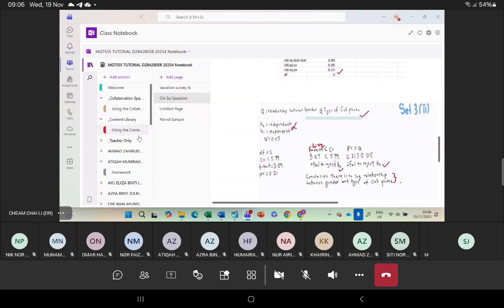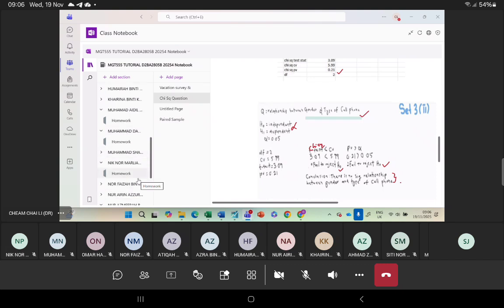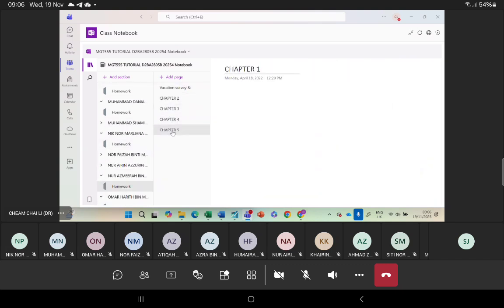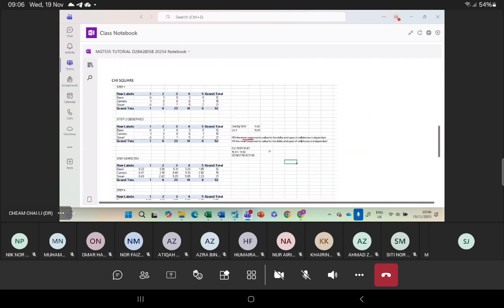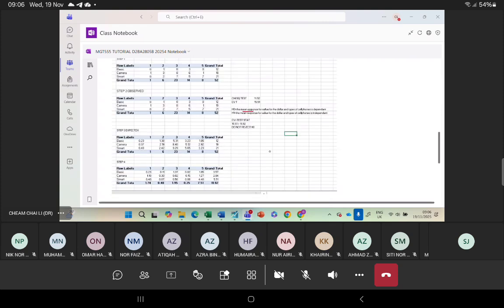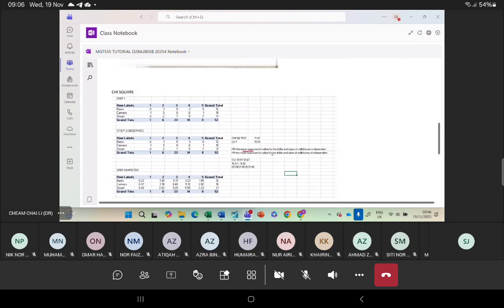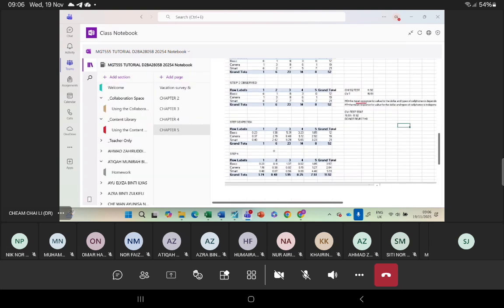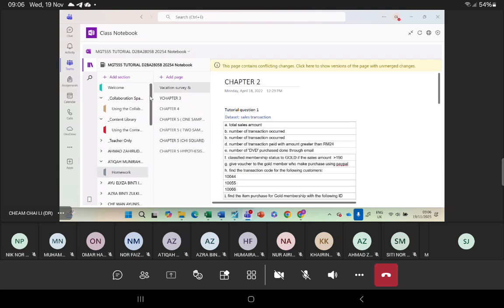Okay, now we go back to Amira's punya. Get question 2. Amira, question 2 tak ada. Amira, you all didn't show the answer for question 2.